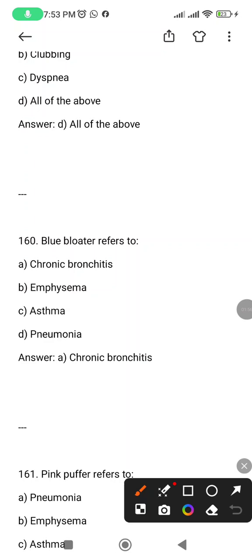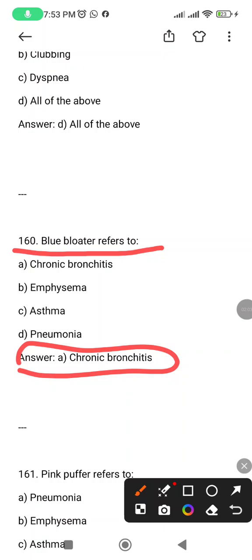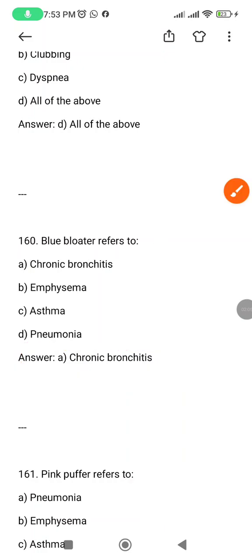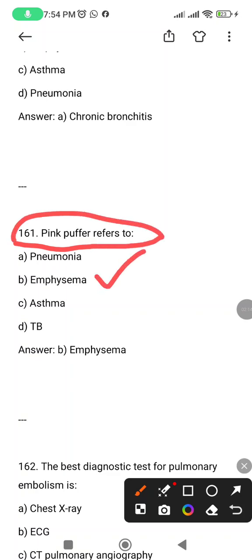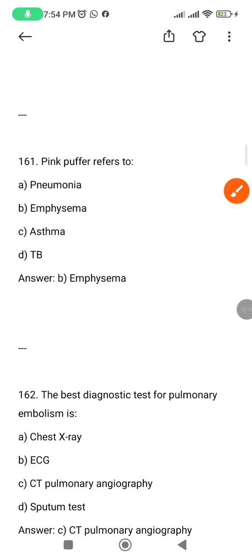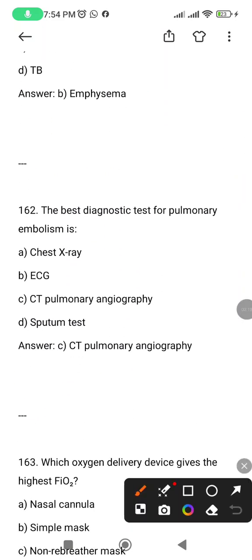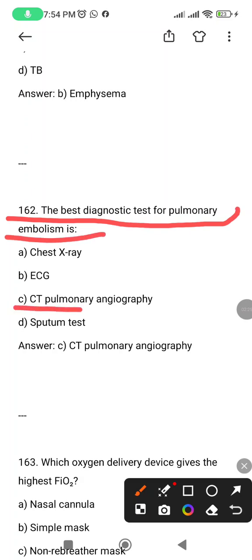Blue bloater refers to chronic bronchitis. Pink puffer refers to emphysema. The best diagnostic test for pulmonary embolism is CT pulmonary angiography.